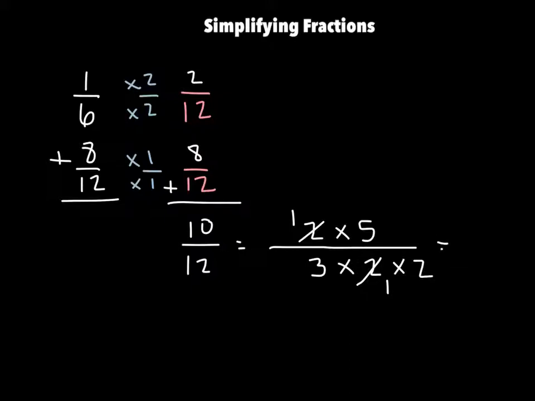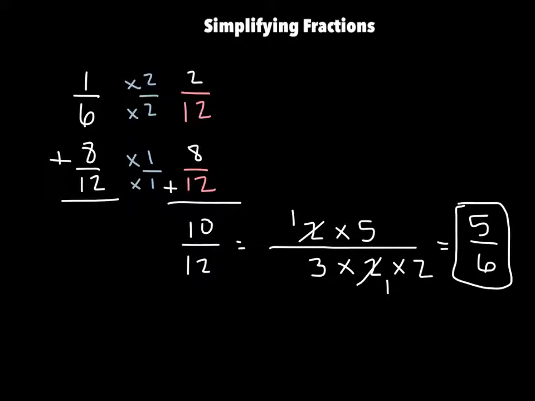Now what I do to get my final answer is I just multiply straight across. 1 times 5 was 5, and 3 times 1 is 3, times 2 is 6. So I get the same answer as before, 5/6.